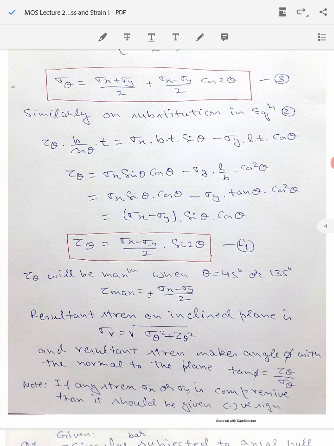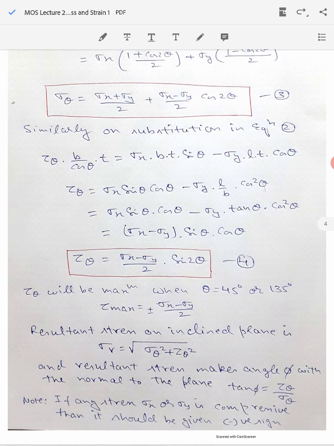Now in case you see here both the stresses sigma x and sigma y are tensile in nature, but if one of these is compressive in nature, you need to change these formulas by substituting that particular term with a negative sign. So tensile stress is positive in our sign convention, compressive stresses are negative. So suppose sigma y is compressive in nature, so the formula from equation 4 will get changed. It will be sigma x plus sigma y by 2 into sine 2 theta.